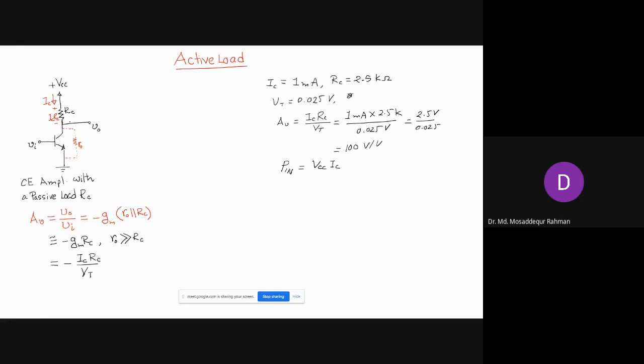So what can be the minimum voltage in this case? Let's say for this amplifier, if you want a gain of 100, then IC RC should be 2.5 volt to achieve a gain of 100. So with the 2.5 volt drop here, you then need a similar amount of voltage drop across VCE, the collector emitter.